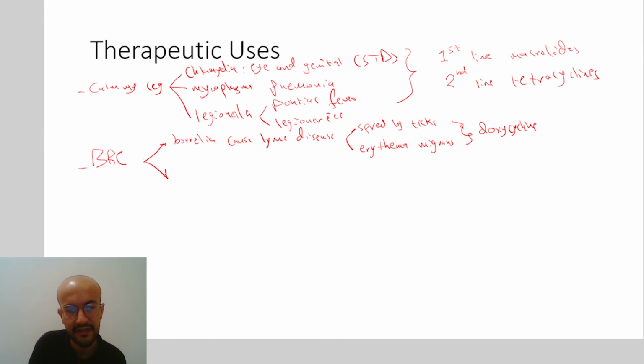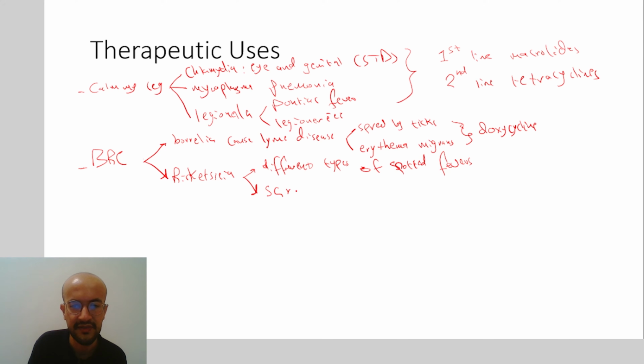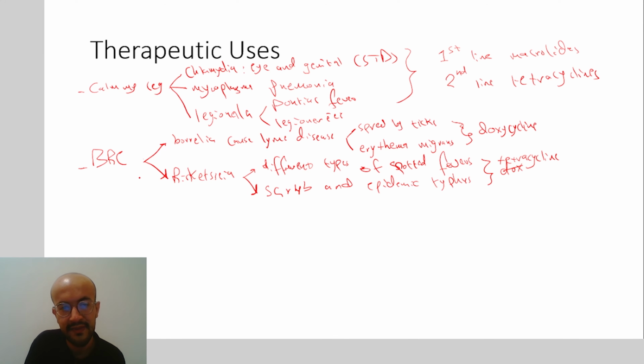The R here is for the rickettsia. Rickettsia causes different types of spotted fevers, including Rocky Mountain spotted fever and the Mediterranean spotted fever, and they also cause scrub and epidemic typhus, and those are also treated with doxycycline or tetracycline in general.